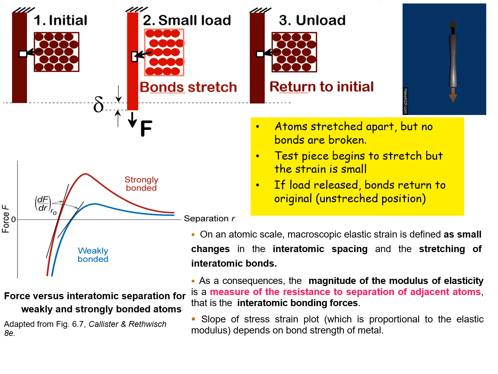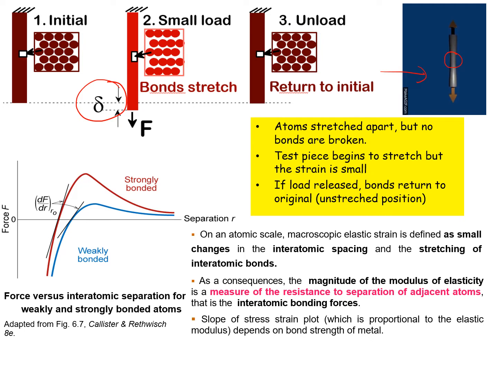So the test piece begins to stretch, but the strain is still small. You can see this is a strain, it's still small. And after the load is released, the bonds return to the original, unstretched positions. So in this case, what we call elastic deformation, we can return back to the original place. This is the animated diagram to show you that by the time it has been pulled, it's still coming back to the original shape of the diameter.